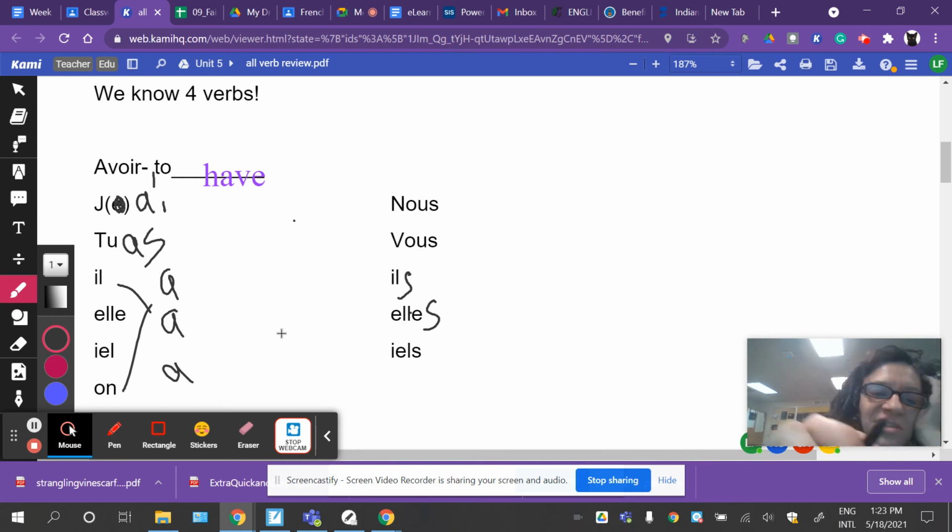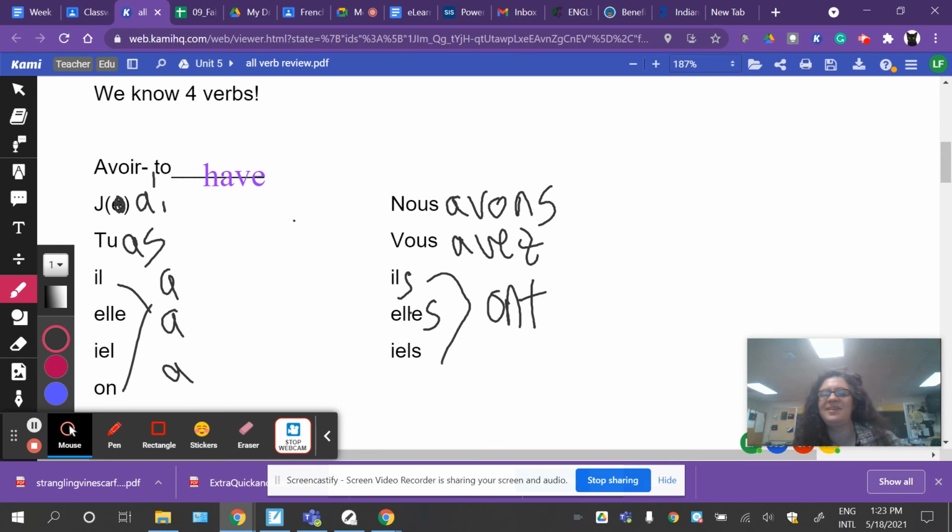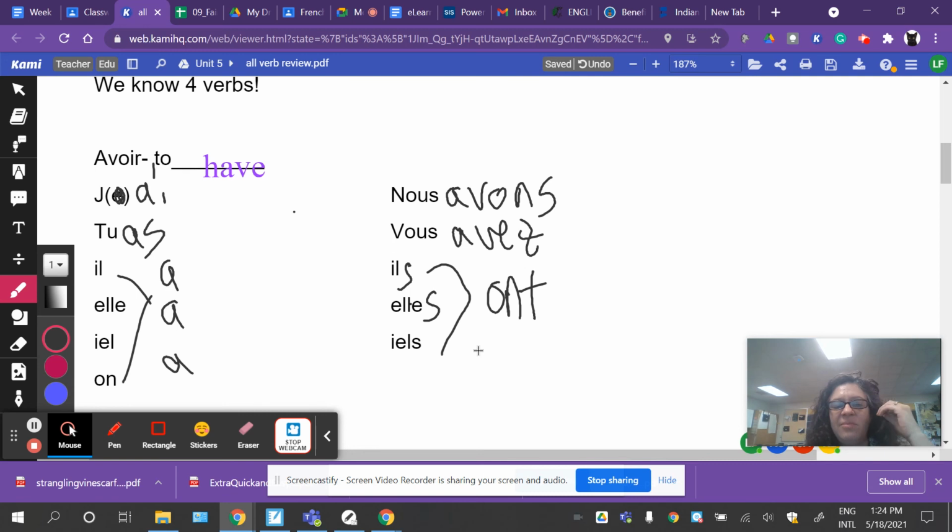And then we got nous avons, vous avez, and then we got ils and elles ont. And again, my handwriting looks like a second grader's, but that's okay. Ils, elles ont, because like they have. Iels is they, a non-binary pronoun.